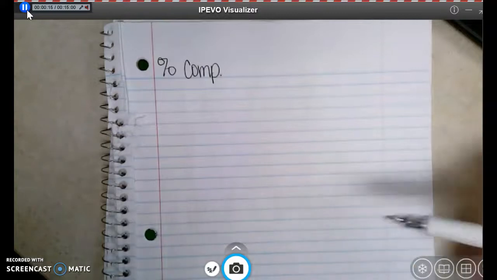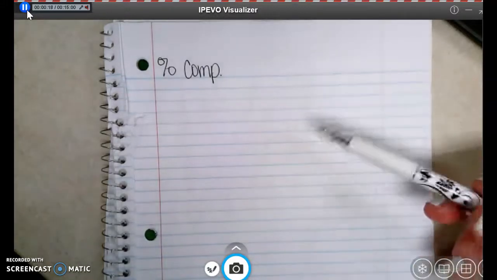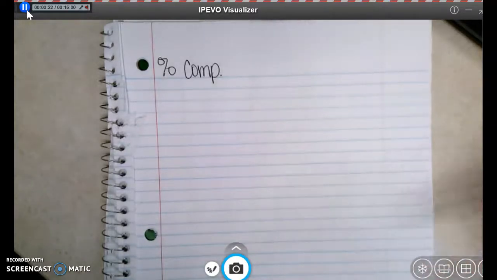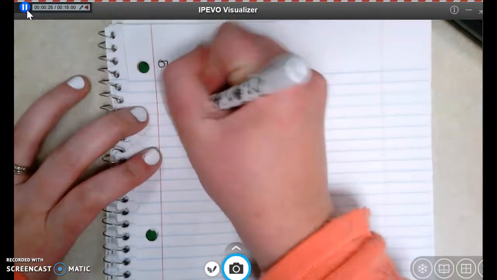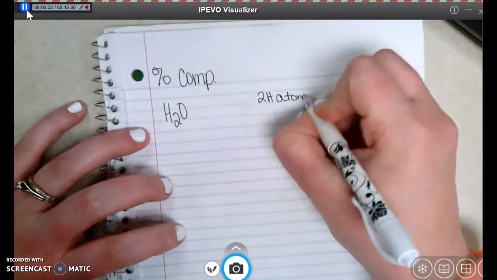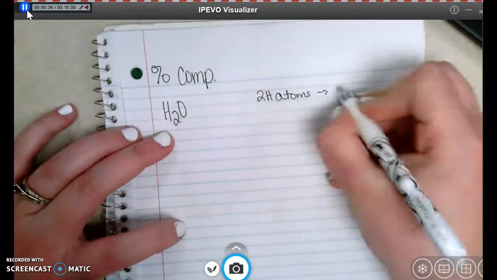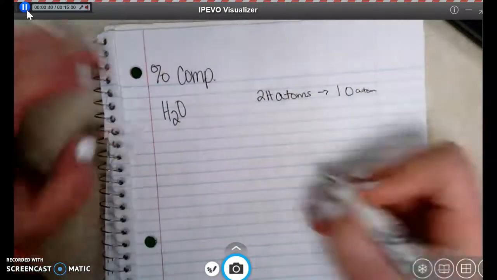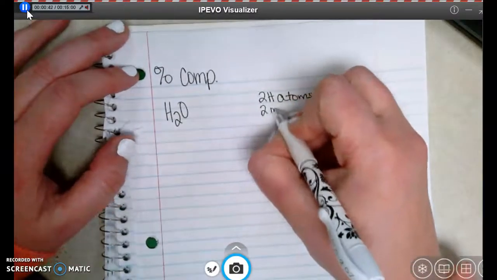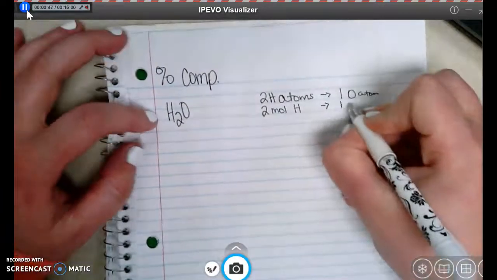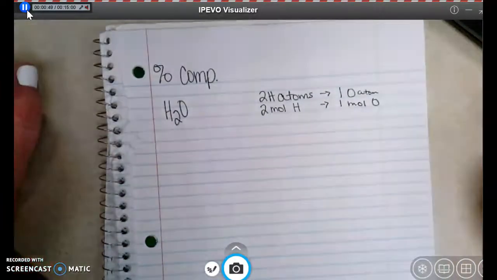So first of all, what we're talking about when we're doing percent composition is how much of a compound's mass comes from the individual elements. A really great example is H2O. What this means is that for every 2 hydrogen atoms in this compound, I will have 1 oxygen atom. And even more than that, it means that for every 2 moles of hydrogen in this compound, I will have 1 mole of oxygen.